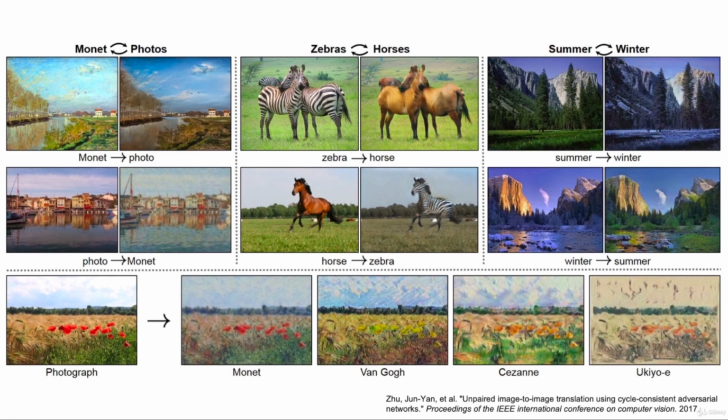The second example demonstrates zebra to horse transformation. In the third example, you could see how summer becomes winter and winter becomes summer. Finally, on the bottom, you could see the transformation of a photo to the styles of different artists. All these examples were made using CycleGAN. And in this video, we will study how it works.